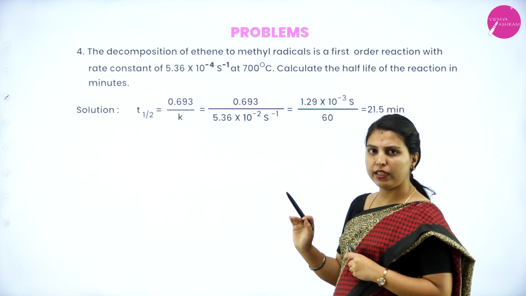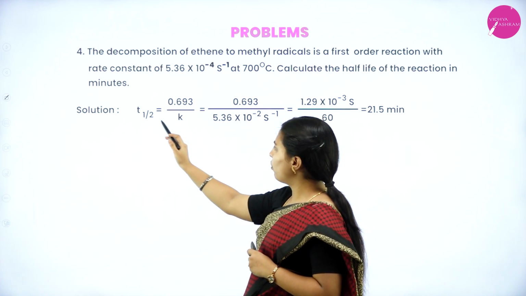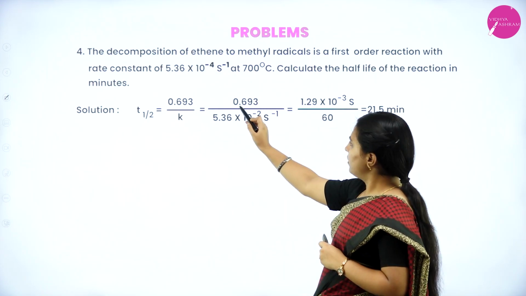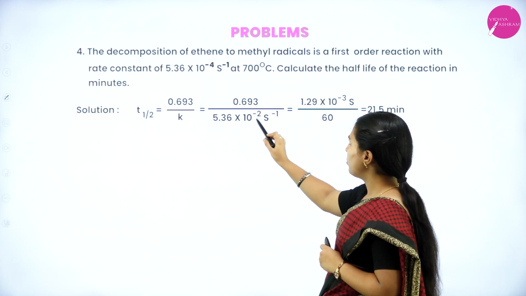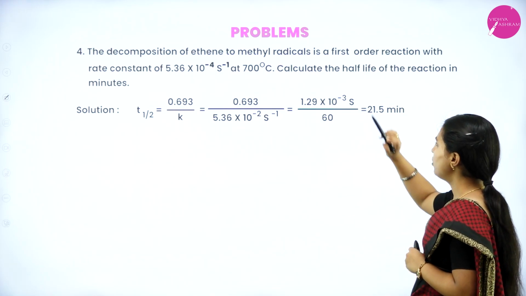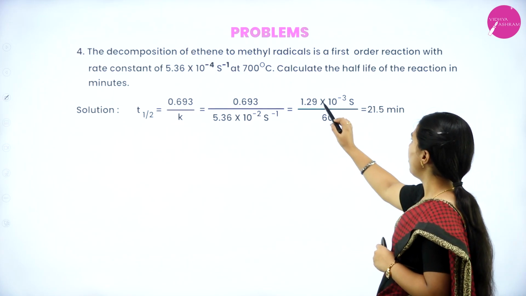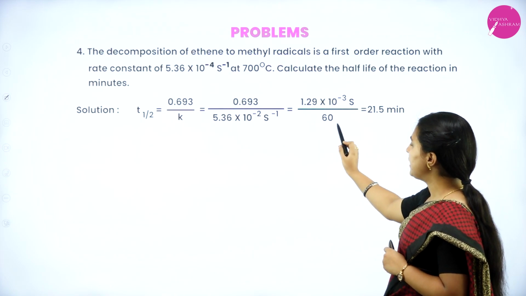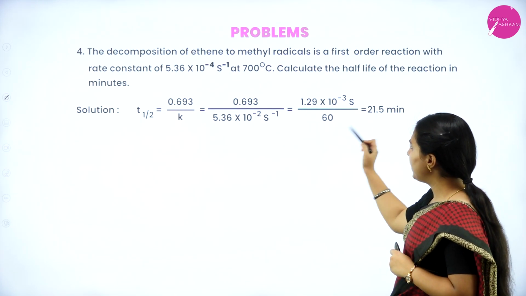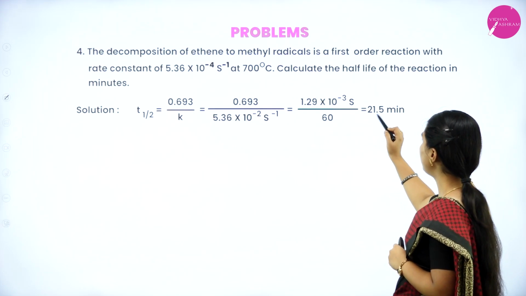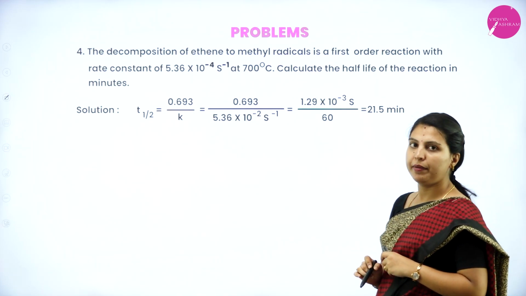They have given everything here. So we can directly go for the half-life of first order, 0.693 by K. This is constant, and K is 5.36 into 10 to the power of minus 4 per second. They have given the rate constant here. So directly simplify: 1.29 into 10 to the power of 3 seconds, divided by 60, because we have to calculate in minutes. So by 60 it will become 21.5 minutes.